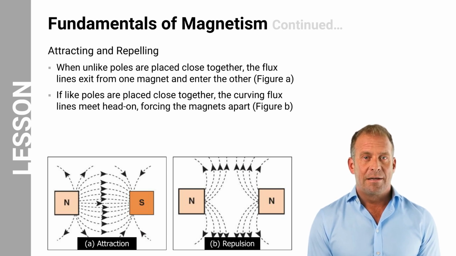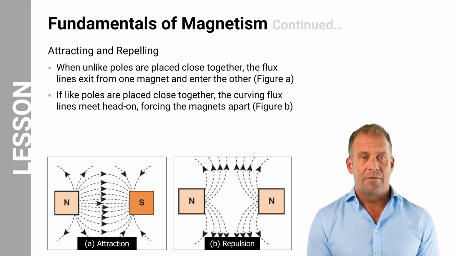On the other hand, if like poles, that is north and north or south and south, are placed close together, the curving flux lines of the magnetic fields meet head-on, causing a repulsive force that pushes the magnets apart, as shown in Figure B. This attraction and repulsion between magnets is a fundamental property of magnetism and is determined by the direction and orientation of the magnetic lines of force.